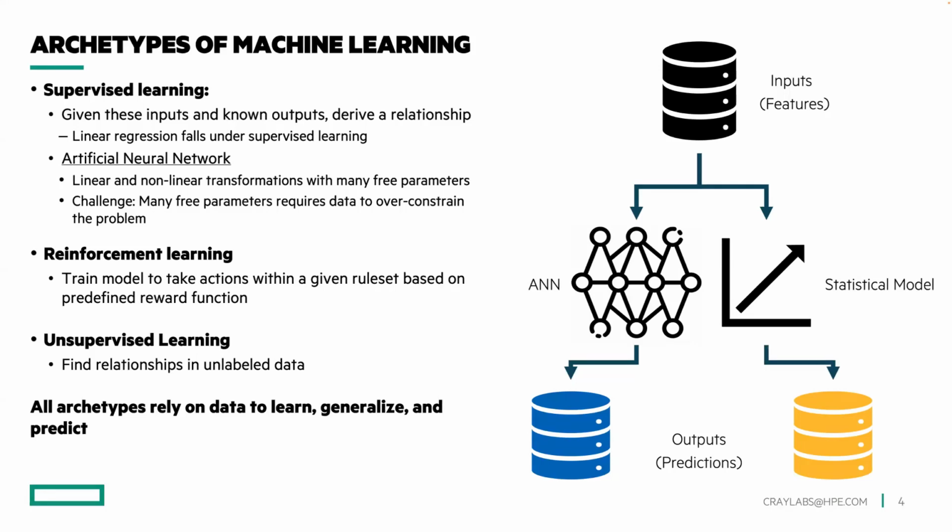And then there's unsupervised learning. In unsupervised learning, we don't know the answer. We don't know the desired outcome. We just know there is data and we would like to find relationships in the data. All these types of machine learning rely on data to learn, generalize, and then make predictions.